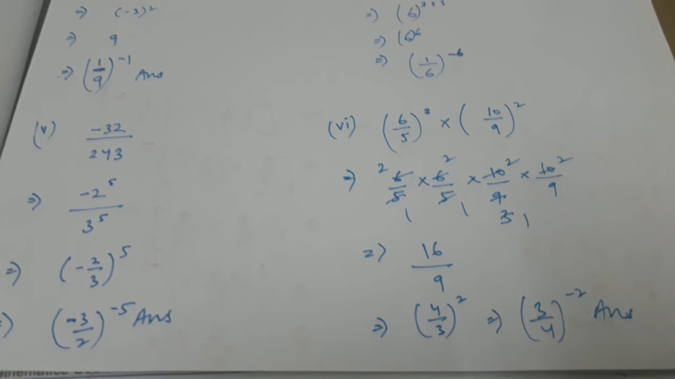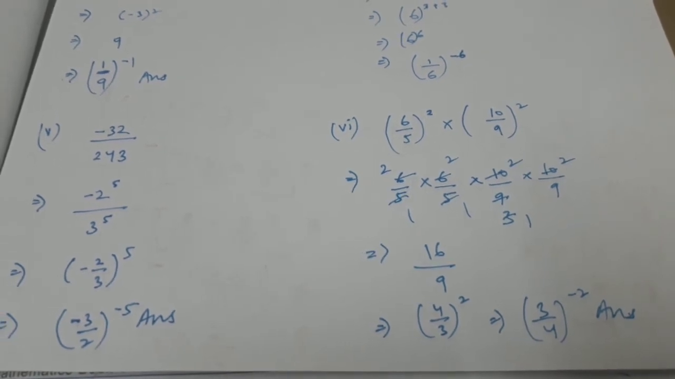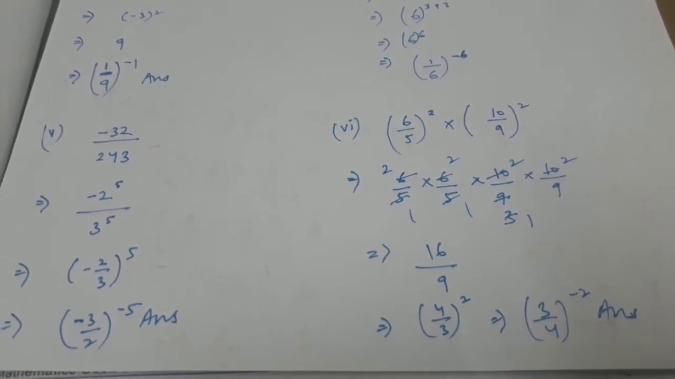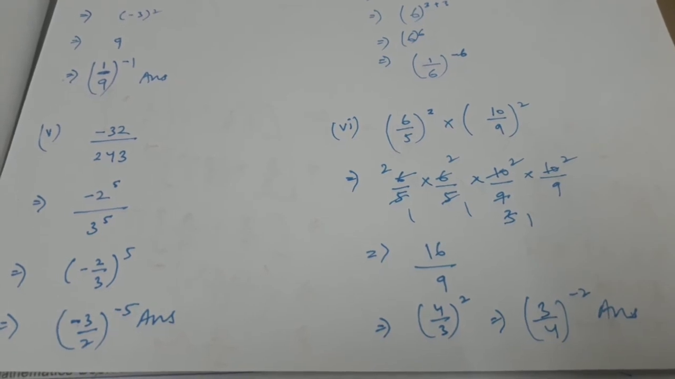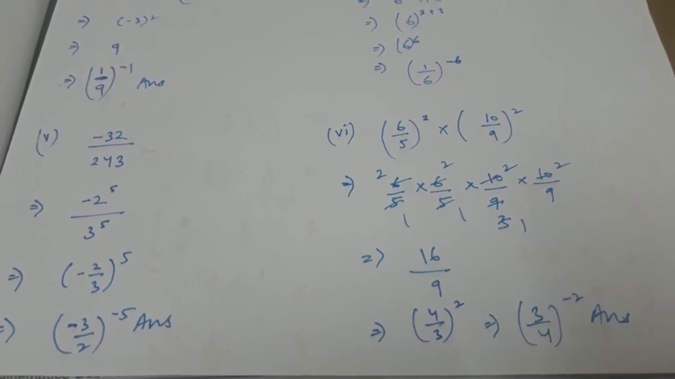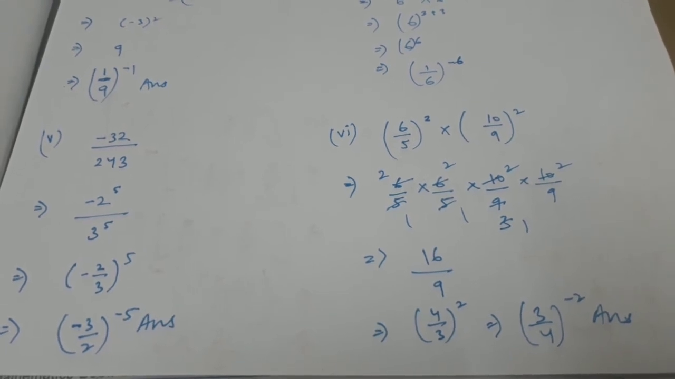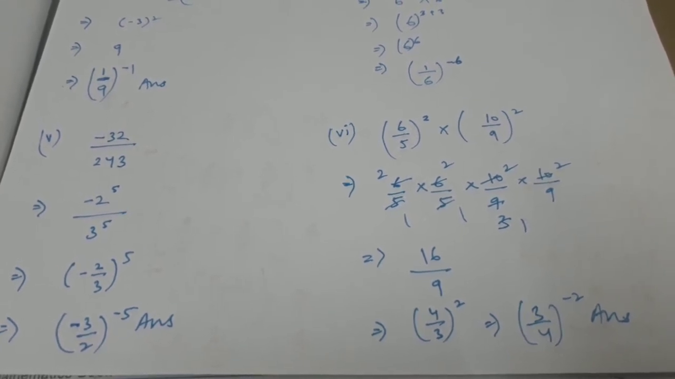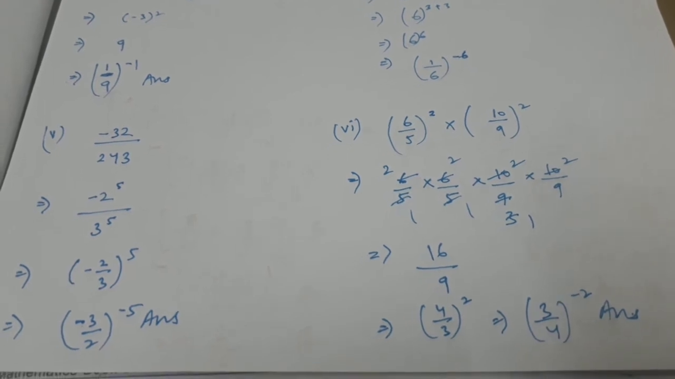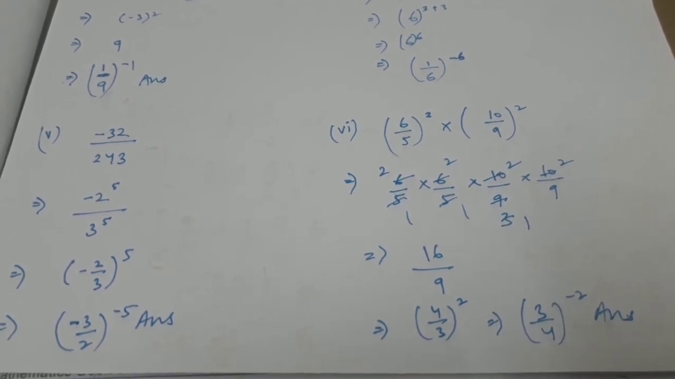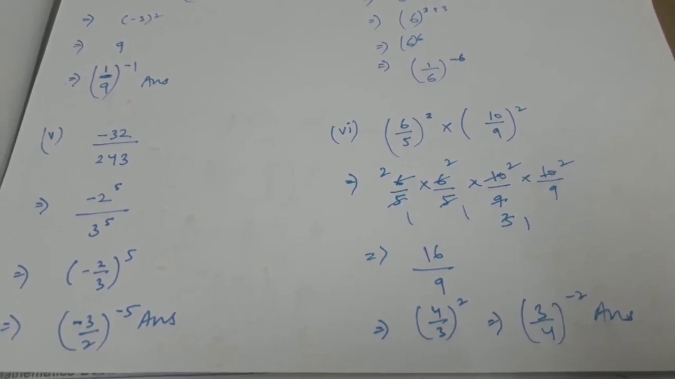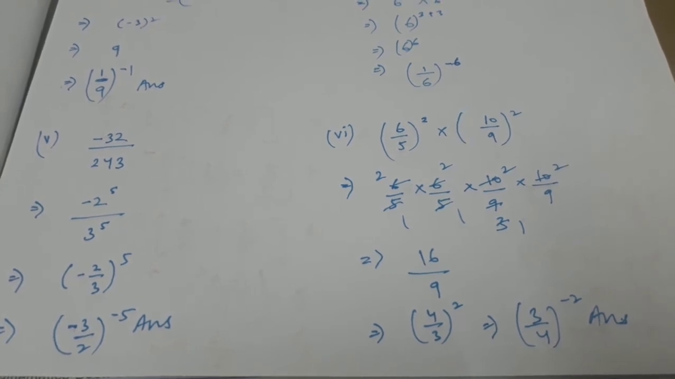In the sixth part, 6 by 5 raised to the power 2 into 10 by 9 raised to the power 2. So we will expand it as 6 by 5 into 6 by 5 into 10 by 9 into 10 by 9, which will get cancelled with one another. So we will be left with 16 by 9, which is equal to 4 by 3 raised to the power 2, which is equal to 3 by 4 raised to the power minus 2.